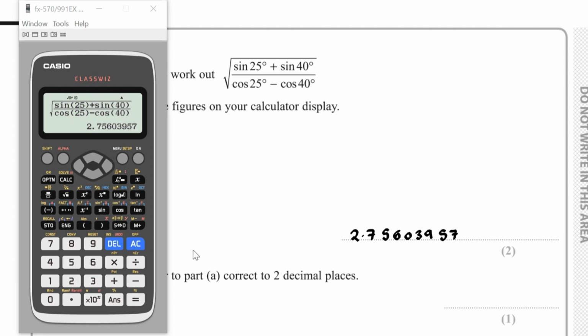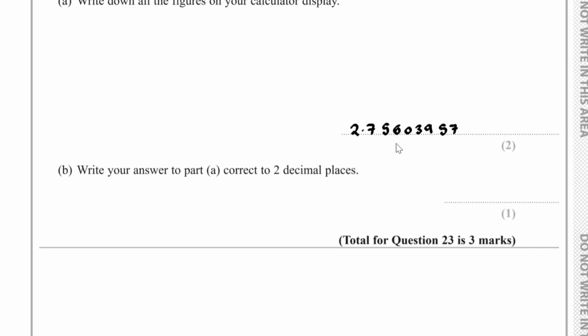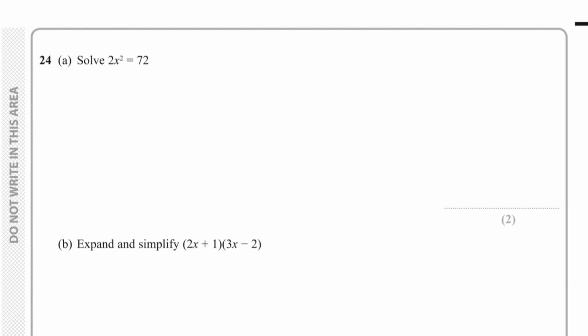Our calculator displays for us 2.75603957. Then, writing that to 2 decimal places, well, the third decimal place, 6 over here, is 5 or greater, so this 5 over here needs to be moved up to the next digit. So we've got 2.76 to 2 decimal places.